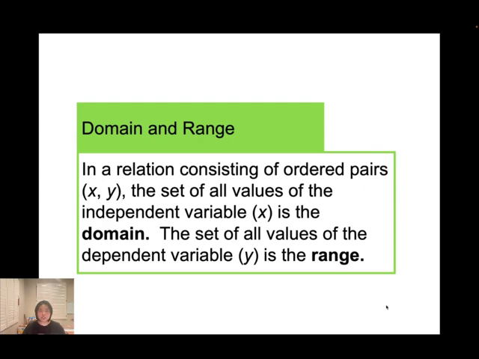Okay, domain and range. In a relation consisting of ordered pairs, the set of all values of the independent variable x is the domain. The set of all values of the dependent variable y is the range. Remember, we say the relation is just like the input of x going to the y, that's the output. So that's why the input x we call the independent variable. But the y output depends on what you plug in for the x. So the y here will be the dependent variable.